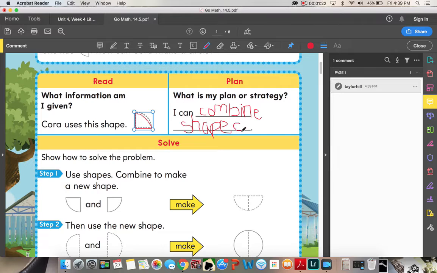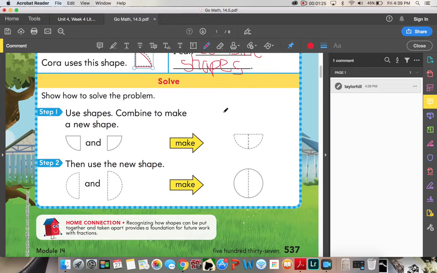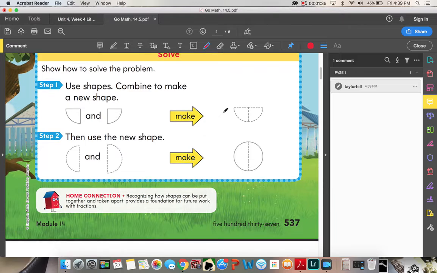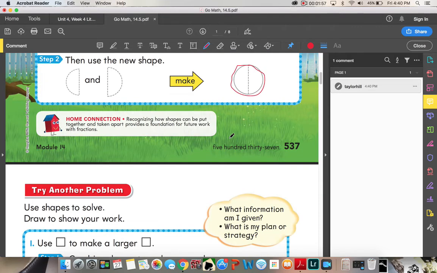E-S. Alright. Okay, so step one, we're going to use shapes. We're going to combine to make a new shape. So the first thing we're going to do is combine the pieces of pizza to make two pieces of pizza. And the quarters are combined to make halves of a what? Halves of a circle. Good. So then you're going to take the two halves of the circle and combine them to make the full circle. Okay? Alright.